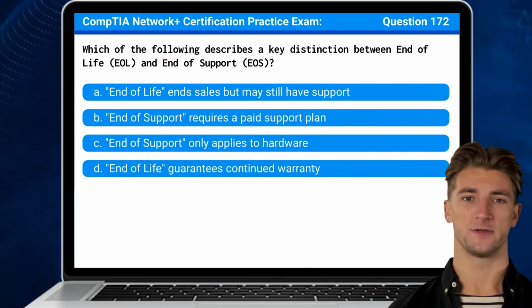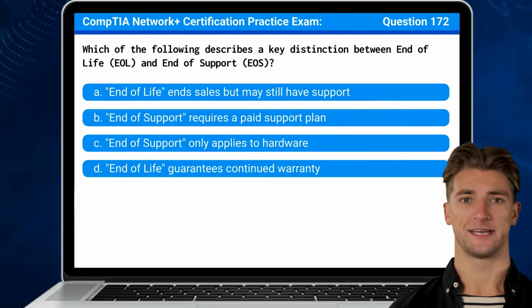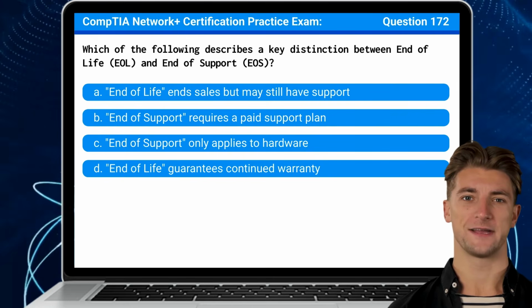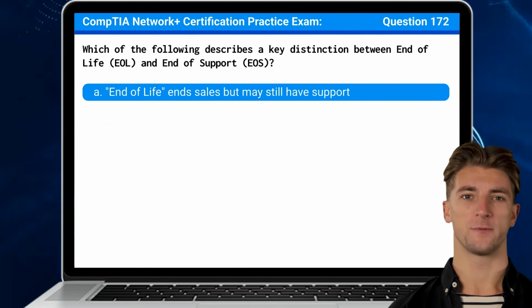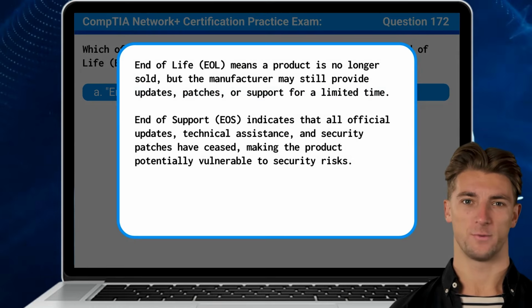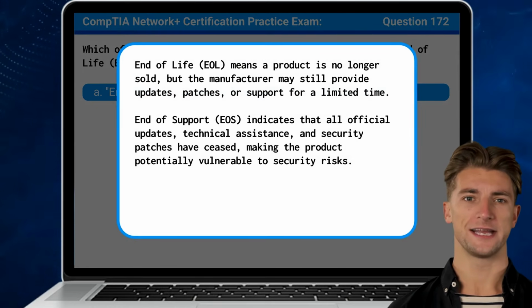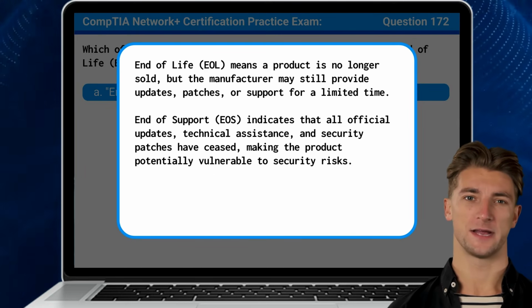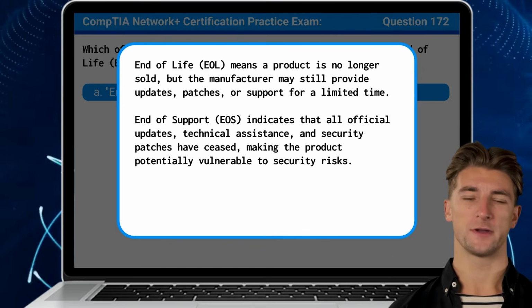Question 172. Which of the following describes a key distinction between end-of-life and end-of-support? The answer is A. End-of-life ends sales but may still have support. End-of-life means a product is no longer sold, but the manufacturer may still provide updates, patches, or support for a limited time. End-of-support indicates that all official updates, technical assistance, and security patches have ceased, making the product potentially vulnerable to security risks.